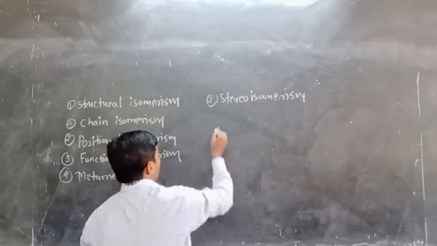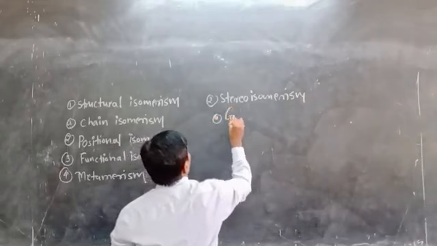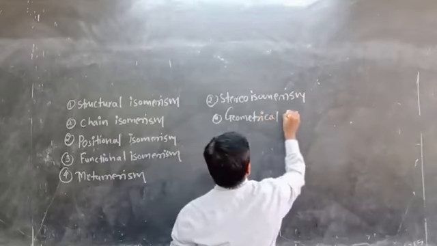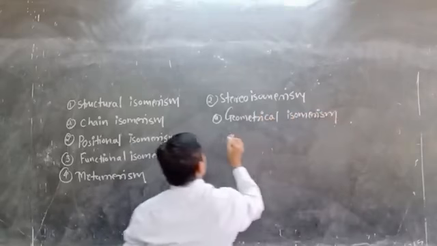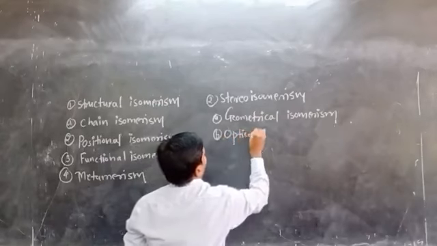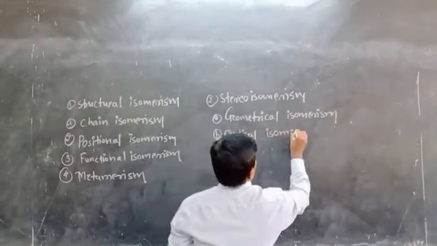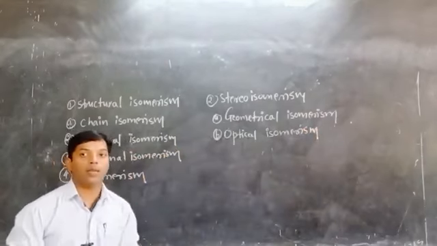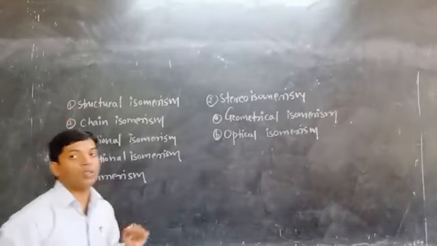And stereoisomerism is also classified into two types: one is geometrical isomerism, and the second one is optical isomerism. So this is the classification of isomerism. First of all, let's discuss structural isomerism.